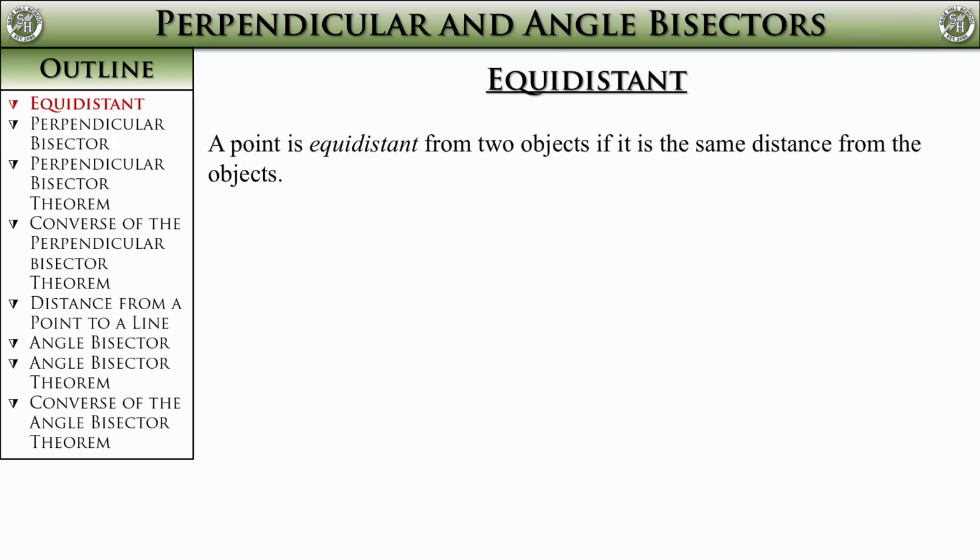First, some vocabulary. A point is equidistant from two objects if it is the same distance from the objects. The name just about gives it away. Equidistant is just equally distant.